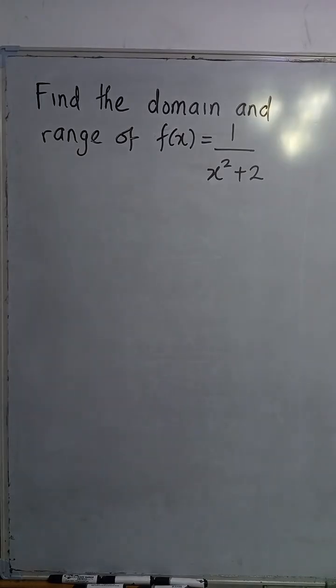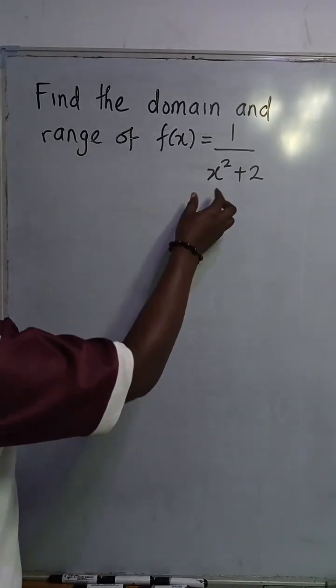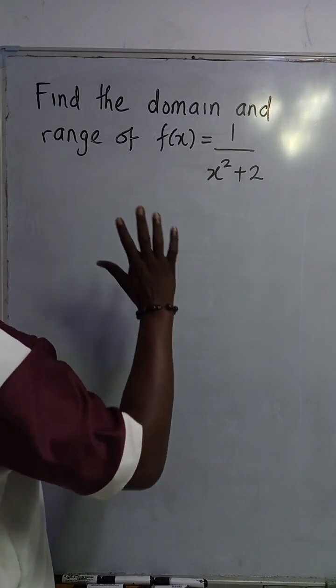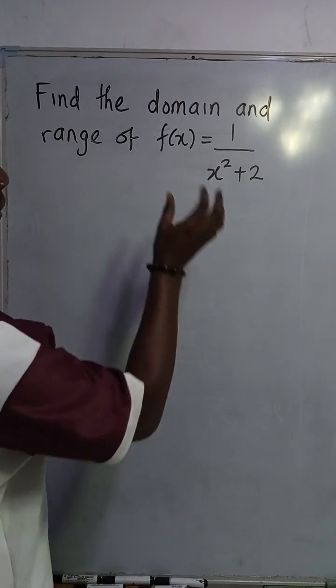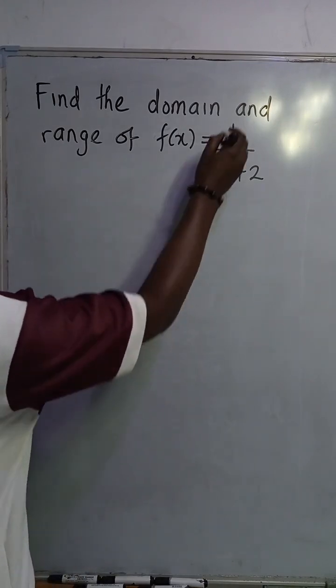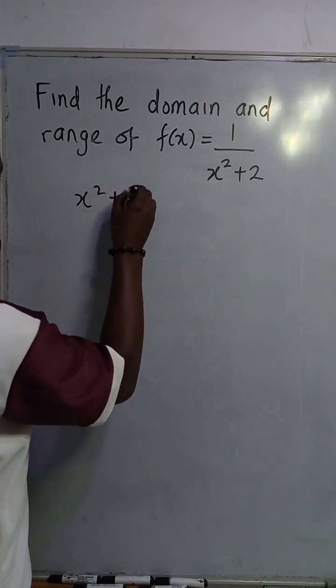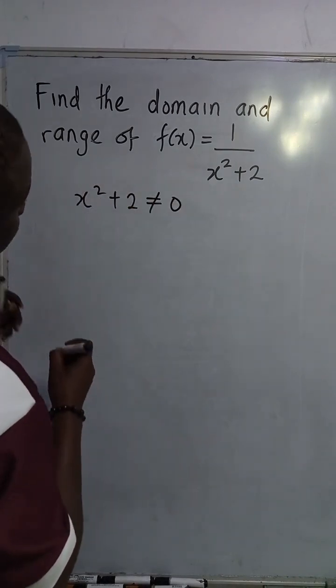They said find the domain and the range of the function. So what we're going to do now is that to find the domain, there is a set of values of x which are the actual input. Now we look at the denominator. This is a rational function. x squared plus 2 must not be equal to 0.